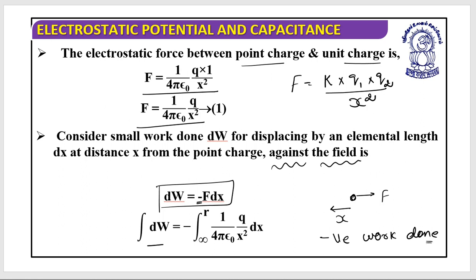Let's integrate this. So W is the integration of F dx. What is F? It is kq by x square, and I need to integrate it from infinity to location r. Why infinity to r? Do you remember the definition of potential? What does it say? Yes, it says that it is the work done required to bring a charge from infinity to a particular point. That's why I integrate this from infinity to r. Are you clear with this? Any difficulties?